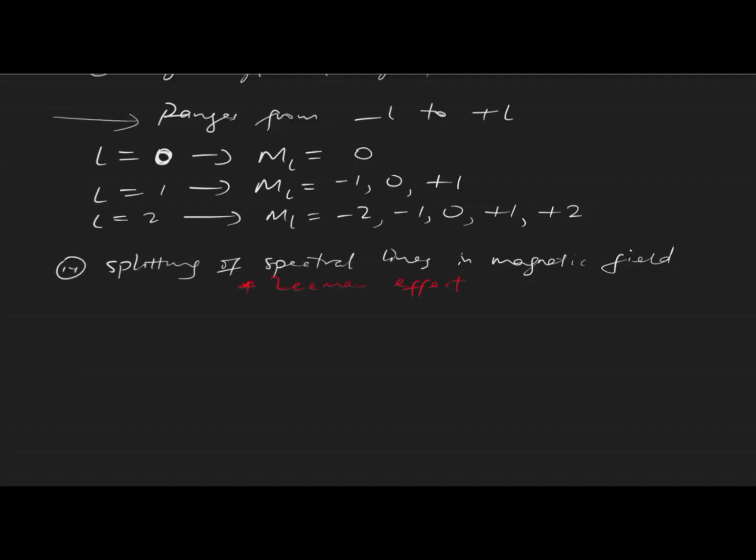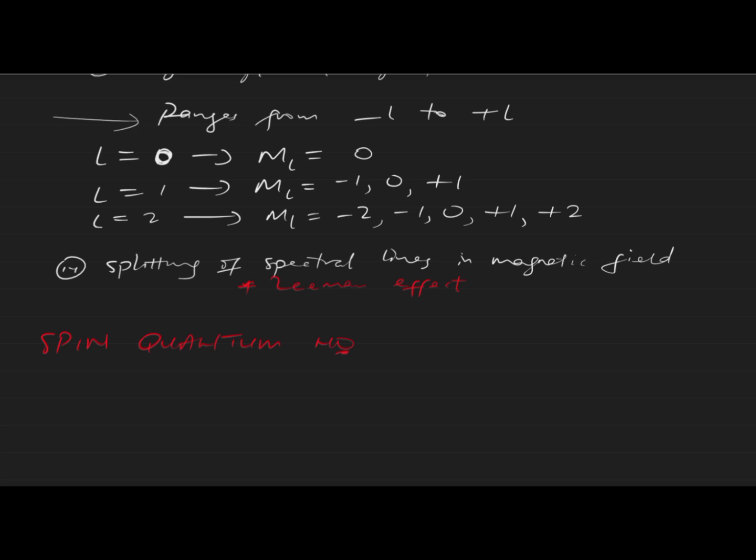The last quantum number, which is the spin quantum number. The spin quantum number simply helps us to determine the spin direction.